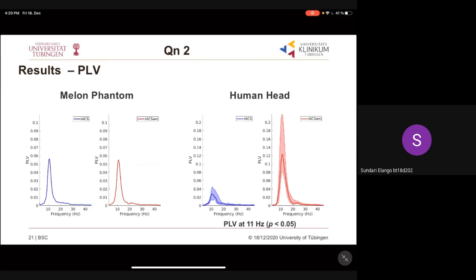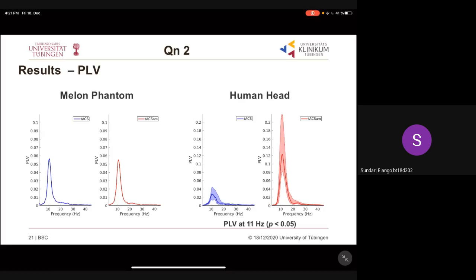Then we also looked for phase synchronization, which is introduced by the amplitude modulated TACS and the conventional TACS. In case of a melon phantom, we saw more or less identical plots, which show an increase in phase locking at 11 hertz frequency. Mind the difference, the scale of the human head is actually twice that of the melon phantom, and we see a large increase in amplitude modulated TACS phase locking with the human head compared to the conventional TACS signal.